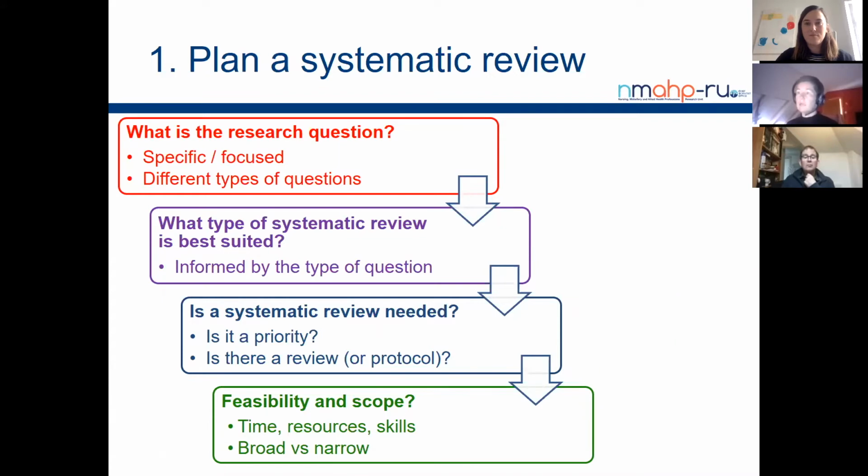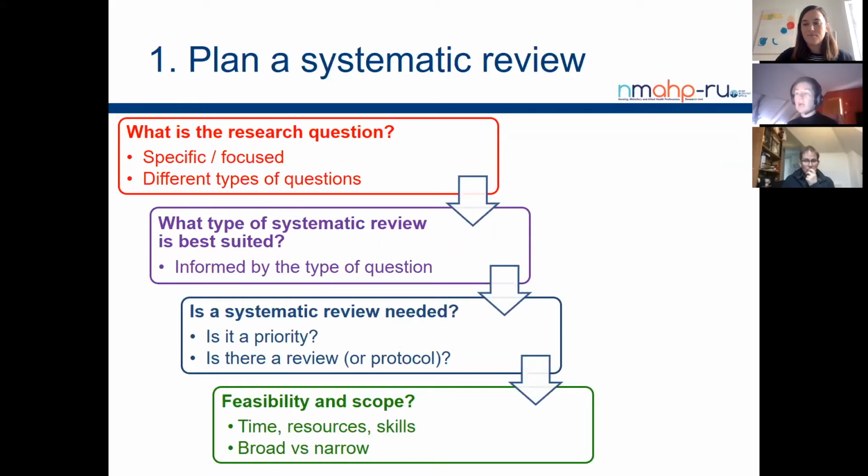So having decided that it is needed and there is a gap there, then you need to think about the feasibility and the scope. Have you actually got the time, the resources and skills to carry out the review that you're thinking about? You can think about how broad or narrow you make the question in order to try and address issues of feasibility. So for example, if your question was, do interventions improve walking after stroke? That would be a very, very broad question and you would have masses of studies to include within that.